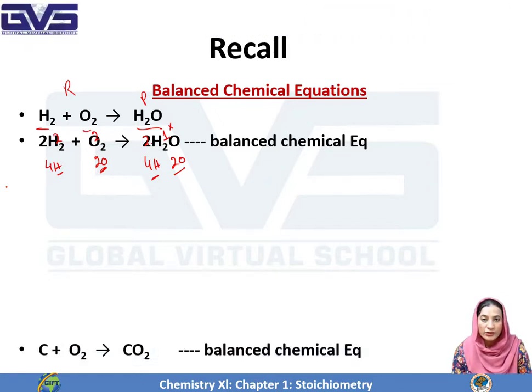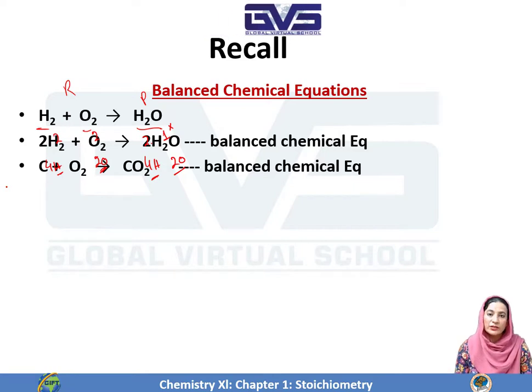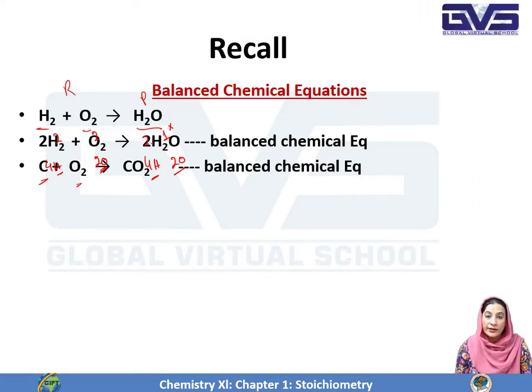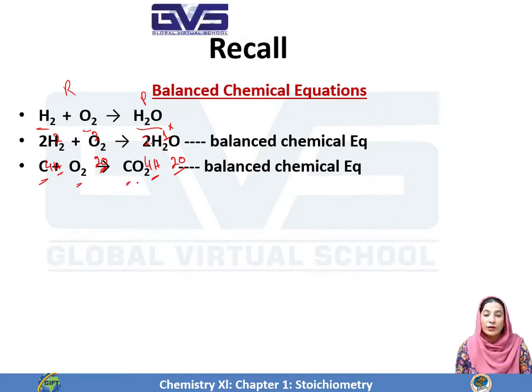Formation of carbon dioxide with the help of carbon and oxygen. In this case you can see there is 1 carbon and 2 oxygen on the reactant side, and also 1 carbon and 2 oxygen on the product side.